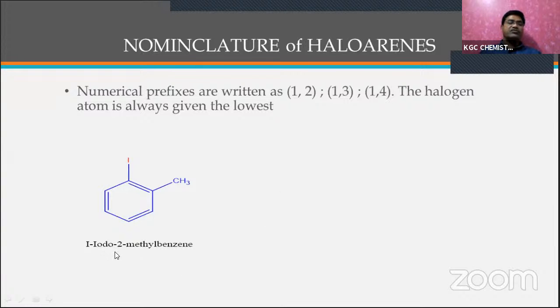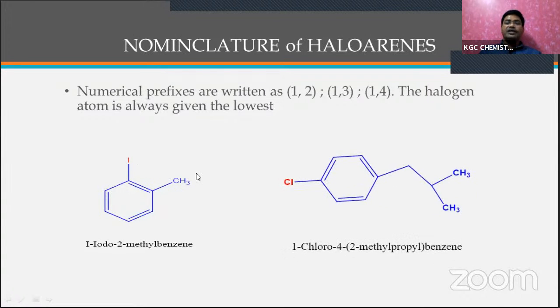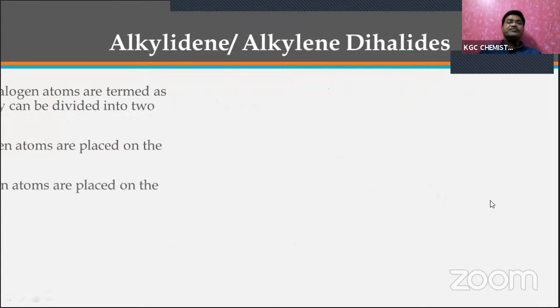See, this is 1-iodo-2-methylbenzene. And here, what is the name? 1-chloro, and 4, because here 1, 2, 3, at the 4th position you keep a bracket. And what is this group? 1, 2, 3: there are 3 carbons here. Its second carbon is a methyl group. That's why it is called 2-methylpropylbenzene.